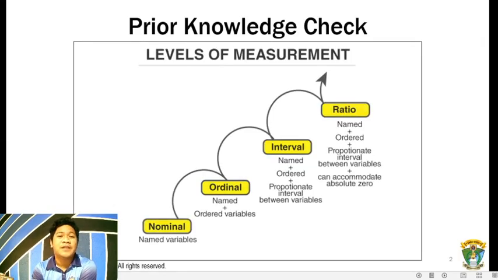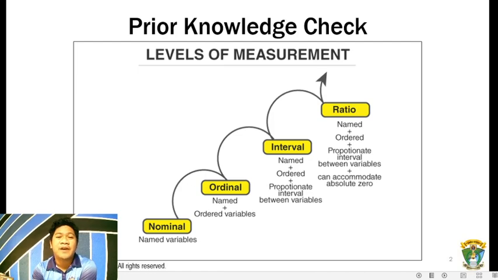Now, before you proceed with the different ways of presenting data, let us first have a review of what you know about the different levels of measurement. Now, this lesson was covered, I think, in your statistics and probability in senior high school and your mathematics in the modern world. That's your general mathematics subject in college.